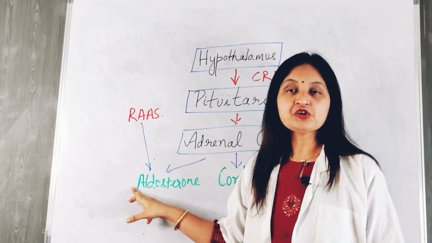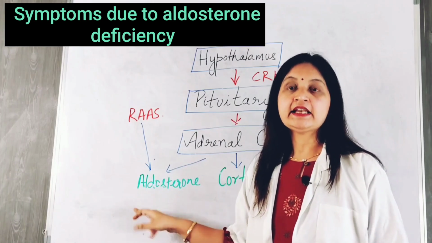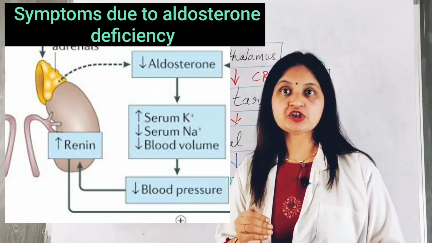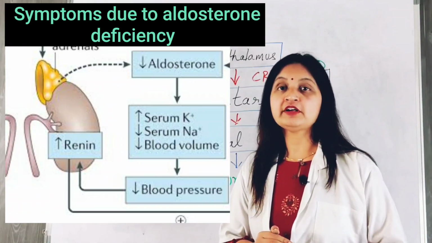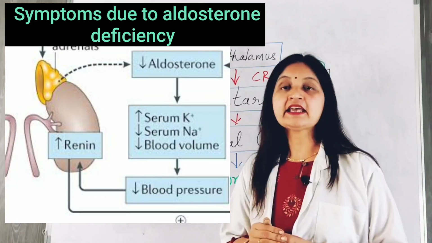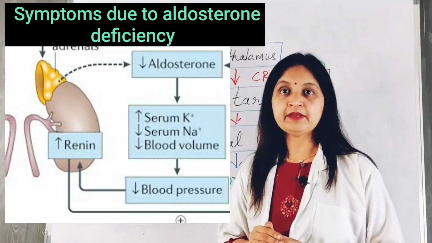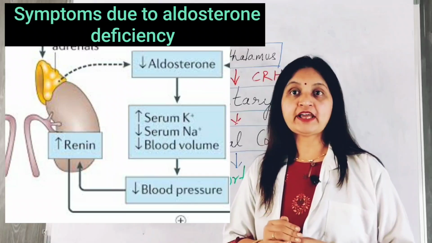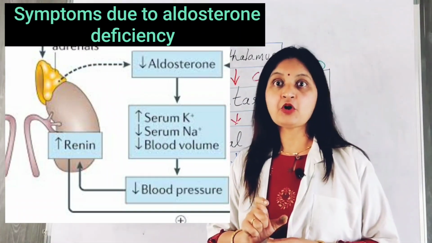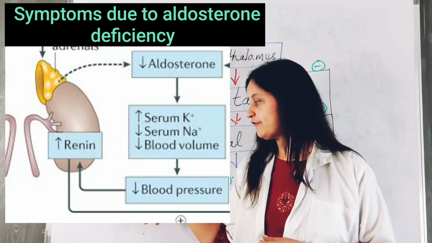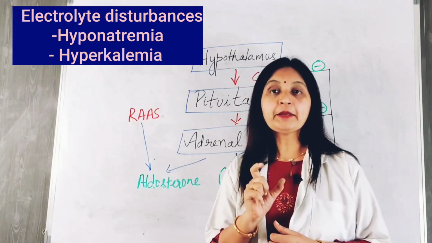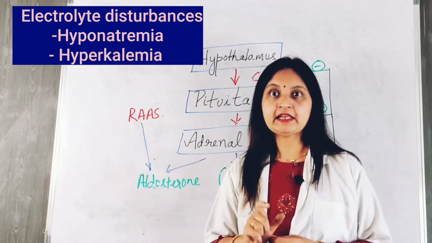So because of aldosterone deficiency, there is loss of fluid from the body, and this can cause hypotension. Also because of aldosterone deficiency, there is loss of sodium from the body, and this can cause hyponatremia and retention of potassium, that is hyperkalemia. So electrolyte imbalances are common because of aldosterone deficiency, and the common electrolyte disturbances are hyponatremia and hyperkalemia.